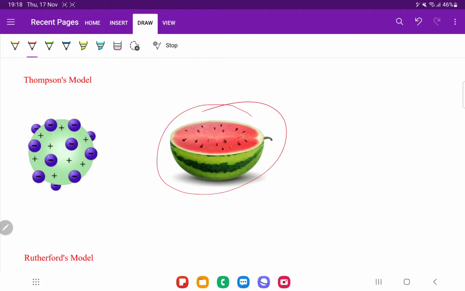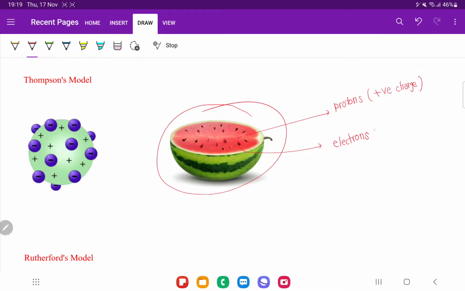All this red part of the watermelon is like the protons, and you know the protons have positive charge. He said that electrons in these atoms are like seeds in the watermelon. You can see there are seeds, and these seeds are behaving like electrons. So the atom is like a watermelon: you have the red sphere, which is like the protons, and you have seeds in this red part. These are the electrons.